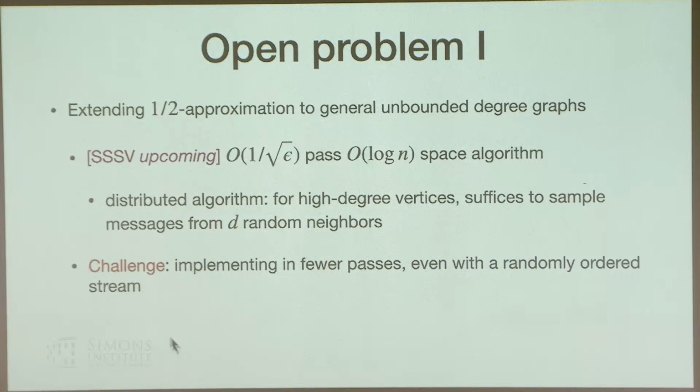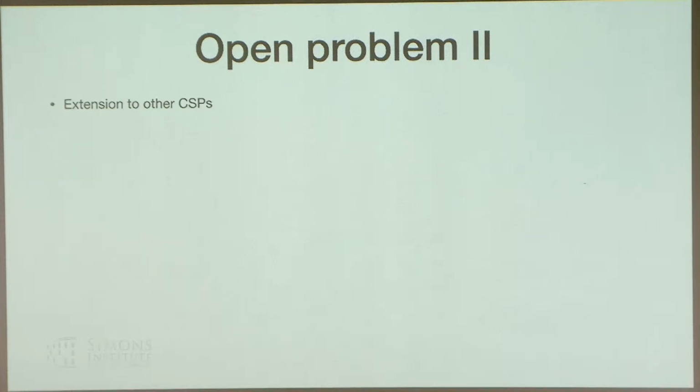So the challenge is really trying to implement this algorithm, or getting any sort of modification for it, in fewer passes, and we don't know how to do it even with a randomly ordered stream. That is the first open problem. The second problem is the more interesting question: where can we extend to other CSPs?